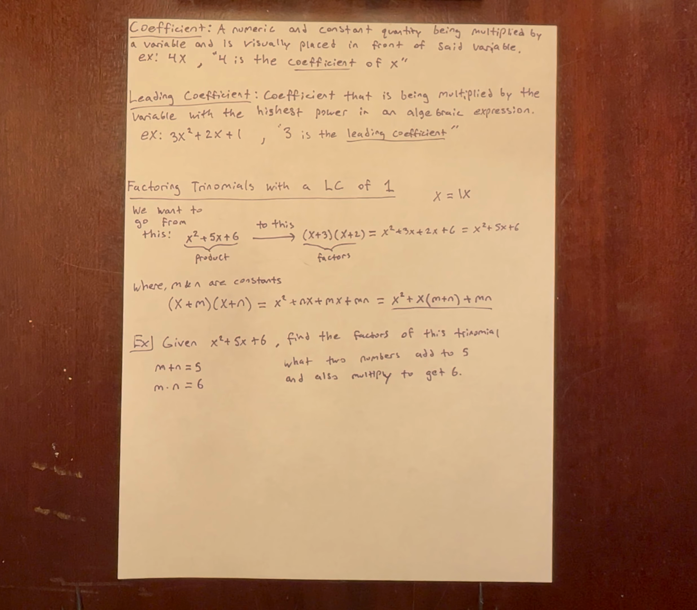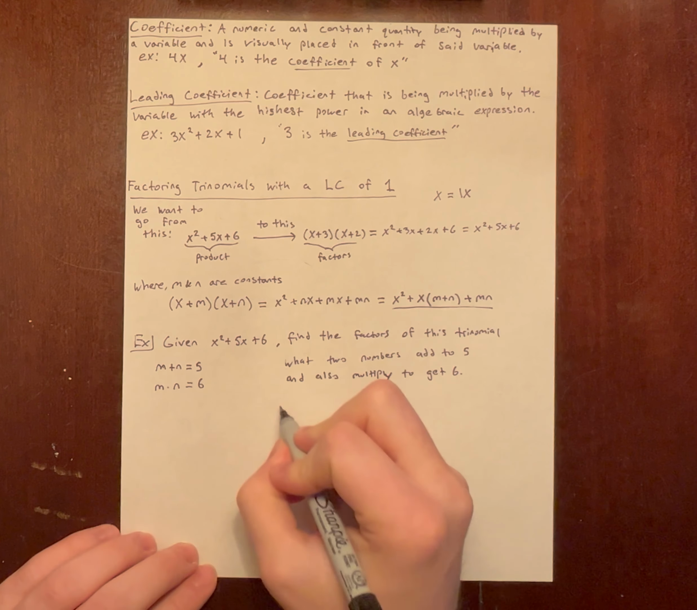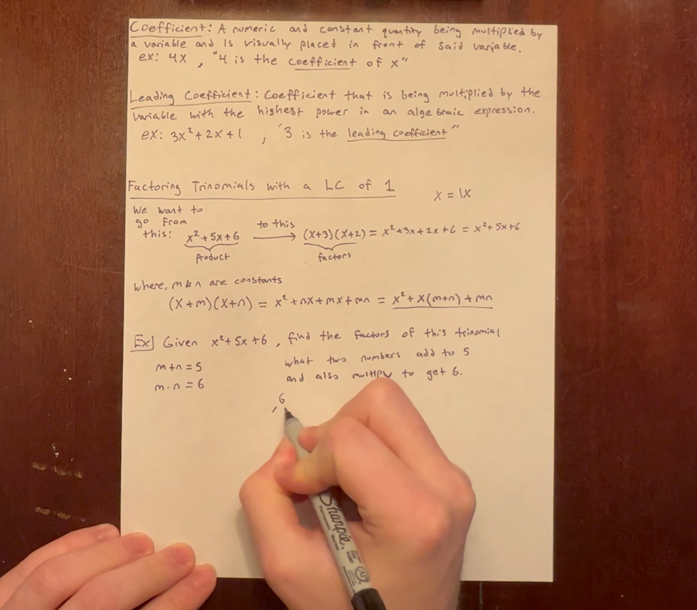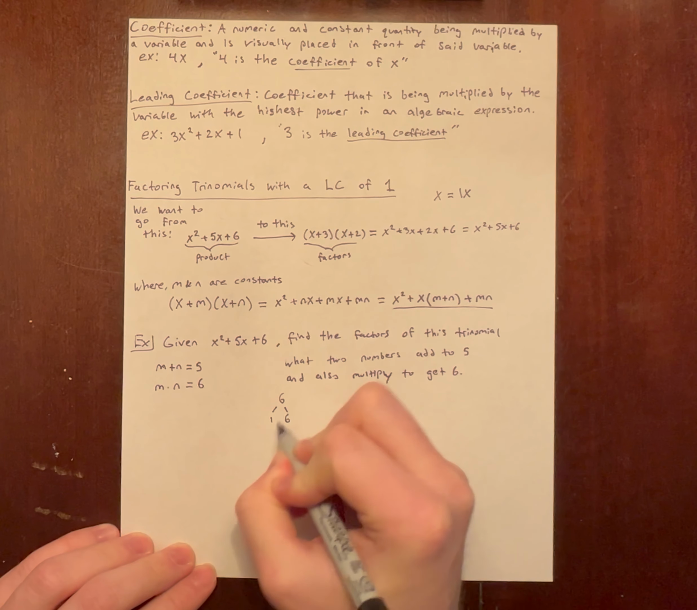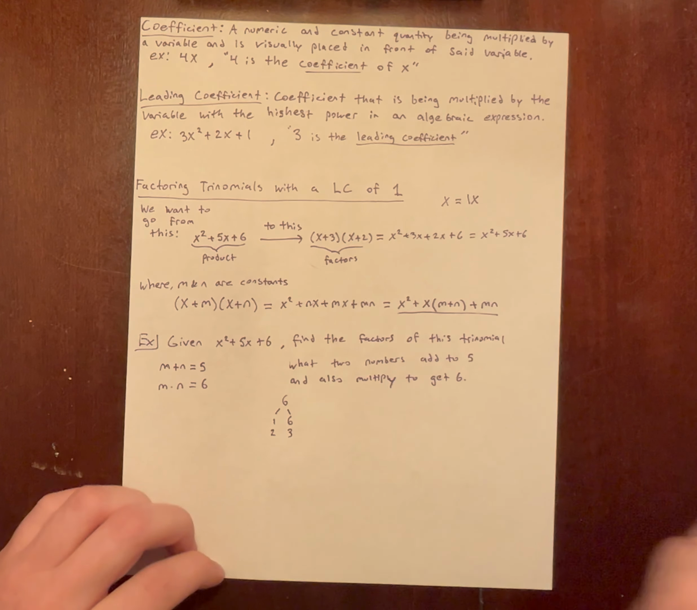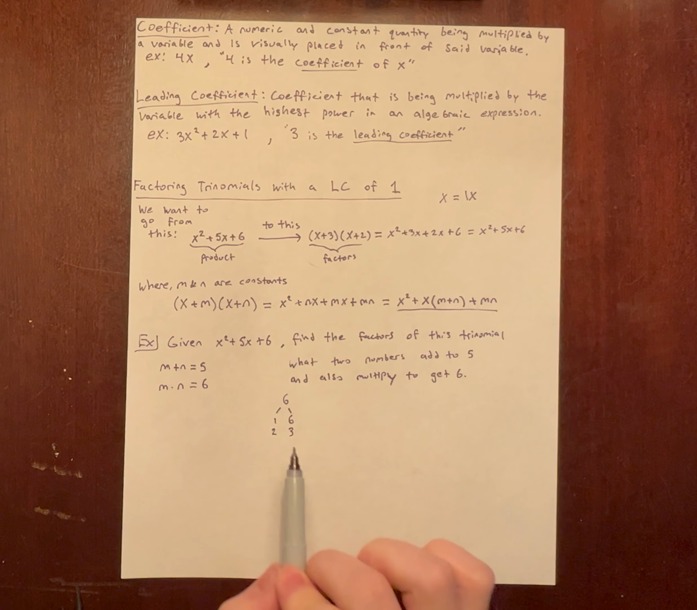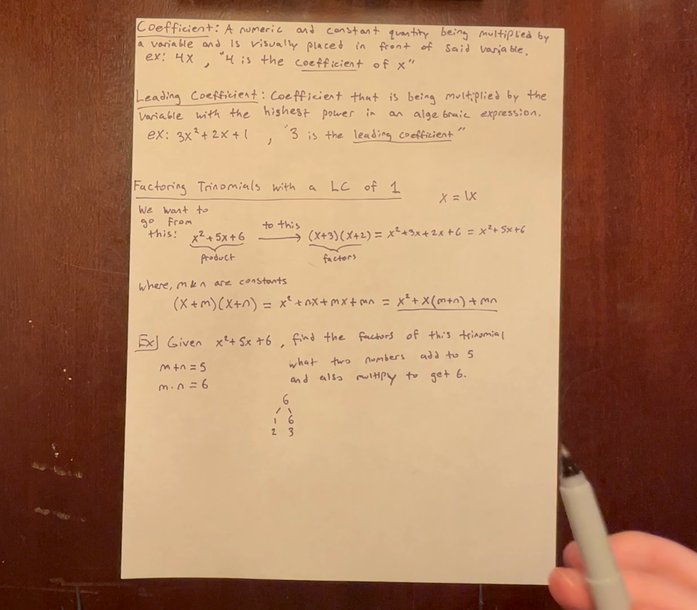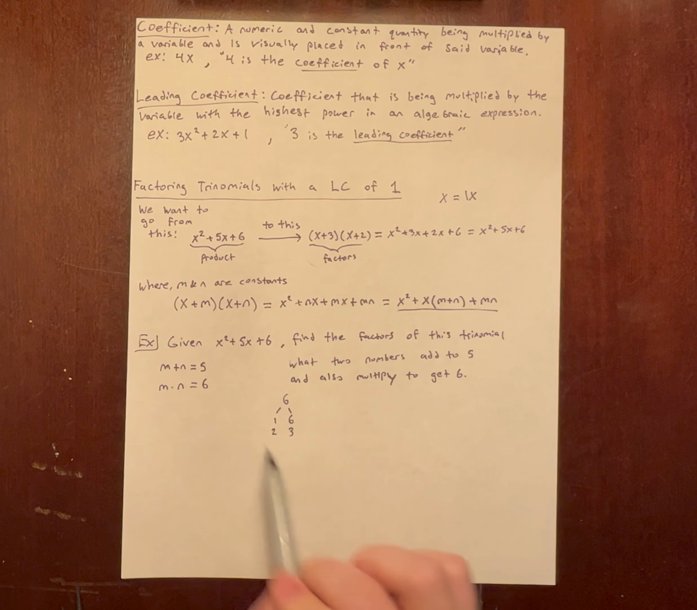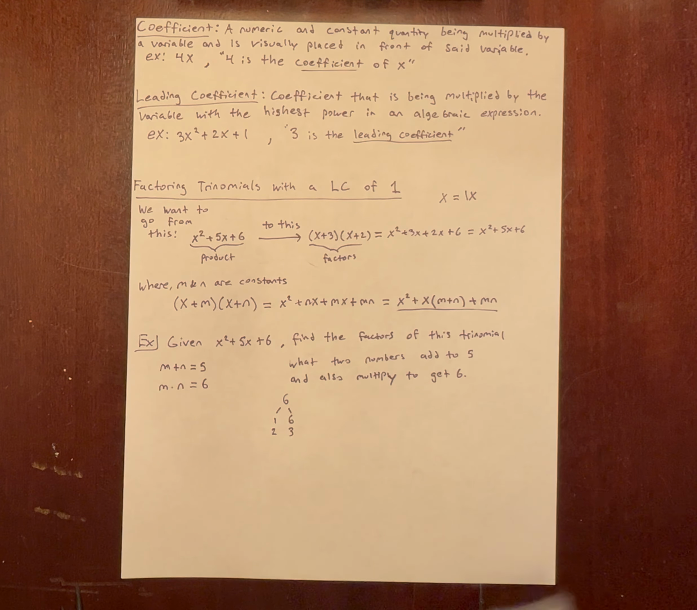And the way we can go about doing this is, let's look at the factors of 6. 6 has factors of 1 and 6, 2 and 3, and that's it. So now we can check these numbers. Well, we know that one of these two has to be m and n because these are all the factors of 6. So these are the only numbers that can multiply to get 6.